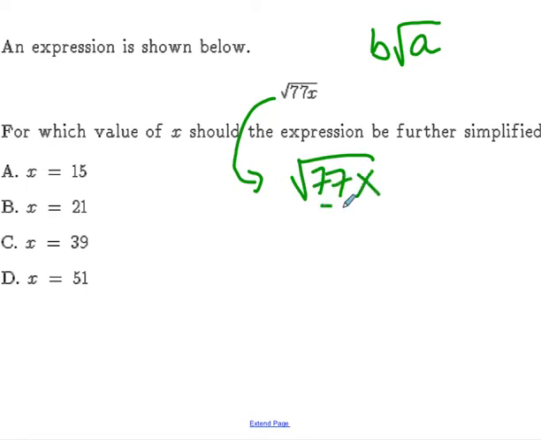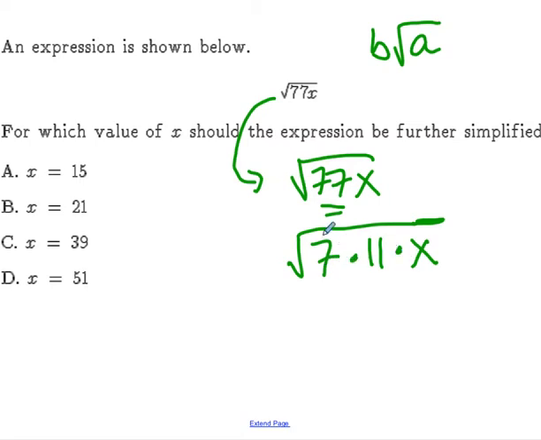And so we're going to look at the square root of 77x, and what we're going to do is we're going to factor 77. I know 77 is the same thing as 7 times 11 times x. Now, in order to simplify, I need my x to contain a factor of 7 or 11 in it.